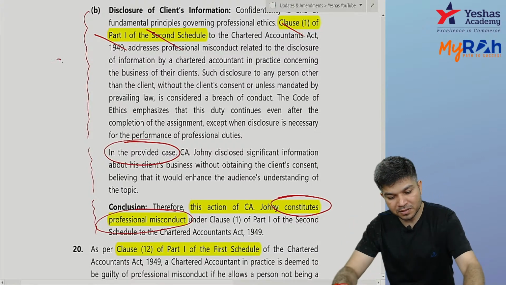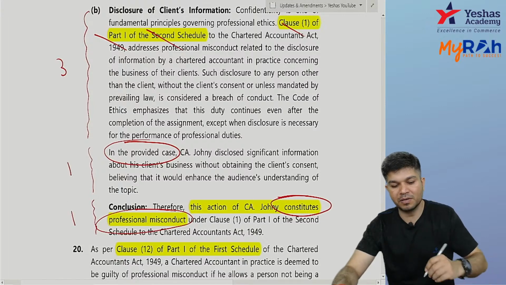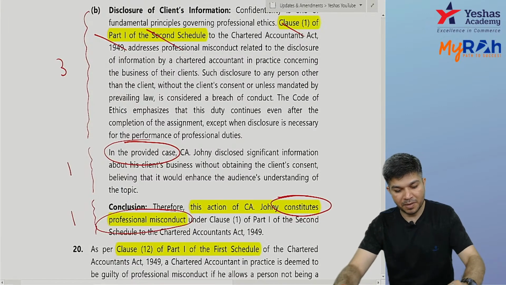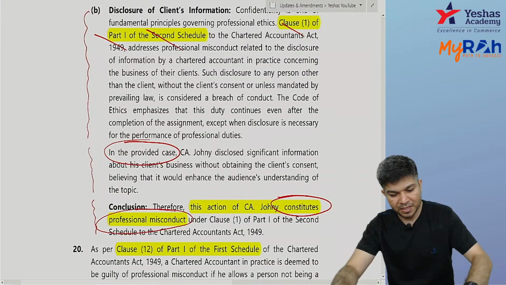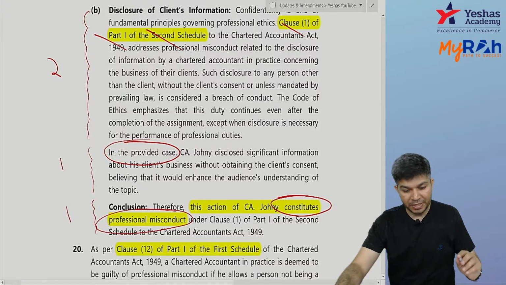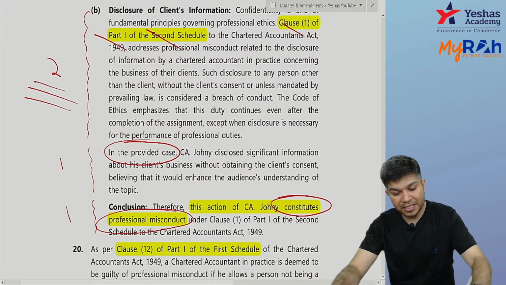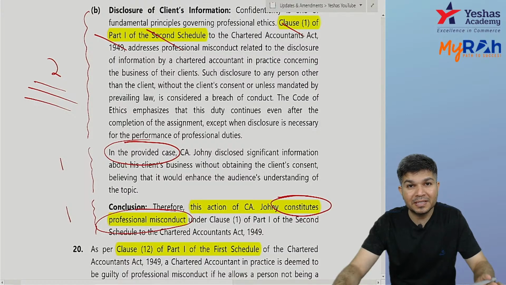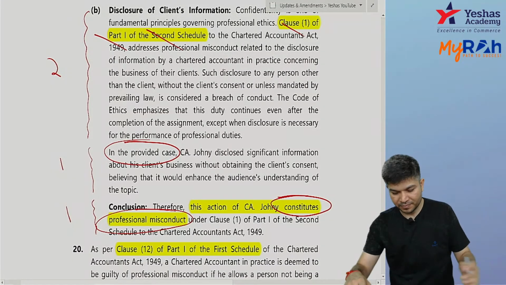So here, this is 3 mark, this is 1 mark, this is 1 mark. If it is 5 marker, if it is 4 marker, this is 2 mark, this is 1 mark, this is 1 mark. So make sure that this explanation about the clause which you're giving has to be proper. If this is not there, then the marks will not be there.